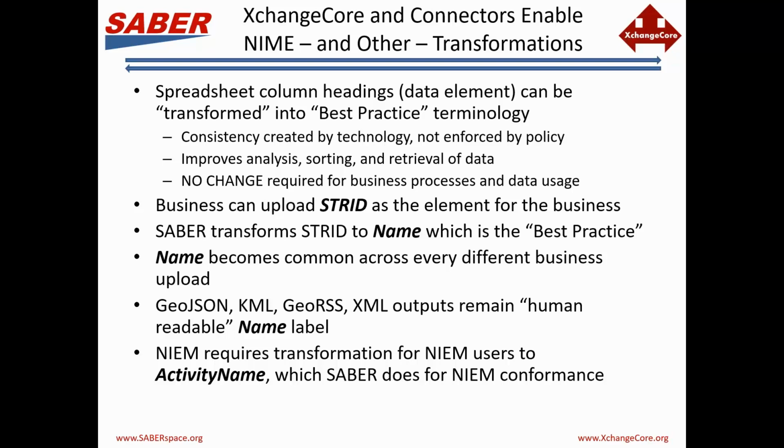Now, what NIEM has said is a slightly different phrase for us. NIEM requires a transformation for NIEM users to activity name, just like you saw earlier, which SABER does for the NIEM conformance. So when that STRID gets transformed in SABER, it becomes name in JSON, name in KML, name in RSS, and activity name in NIEM.